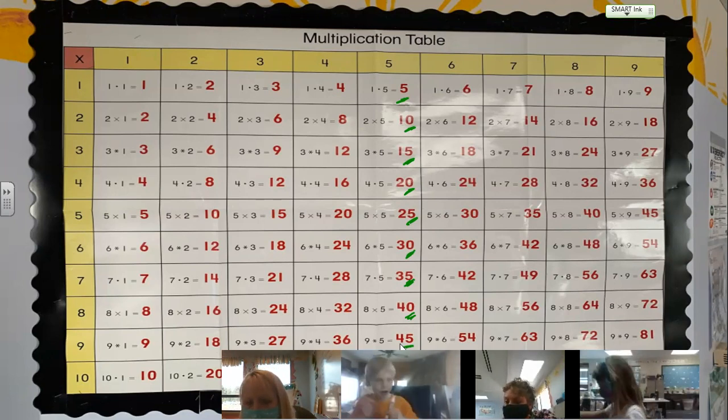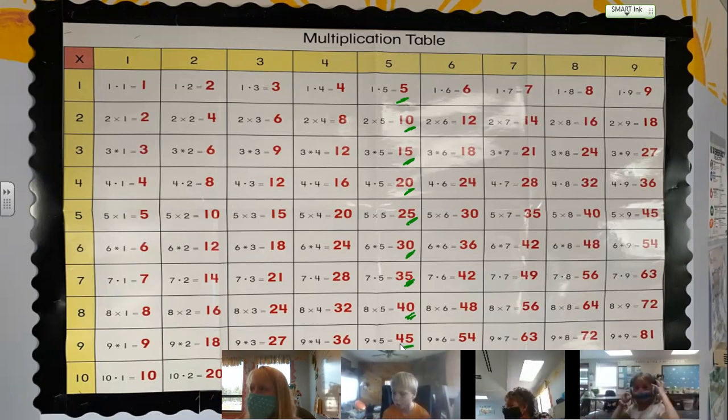There, and either a 0 or a 5. Either a 0 or a 5. Good job, you're absolutely right. All right, let's look at our 2s. You guys ready? Let's do them. Let's go horizontal this time.